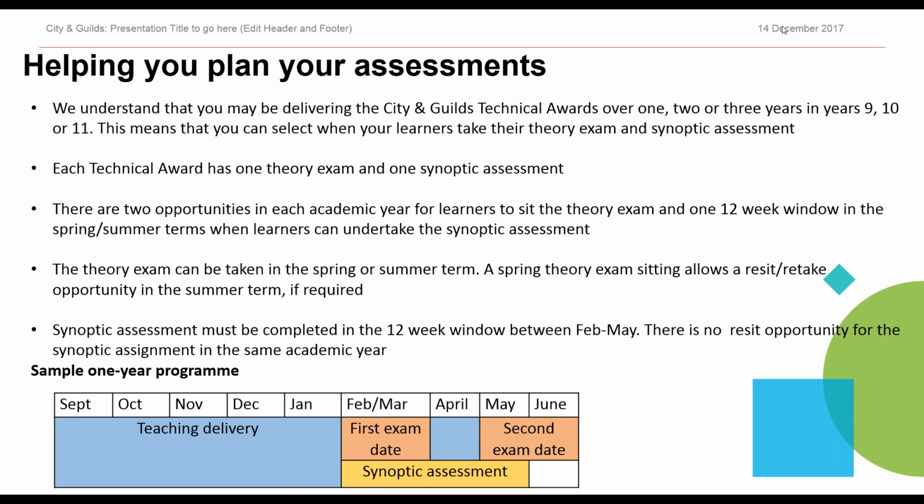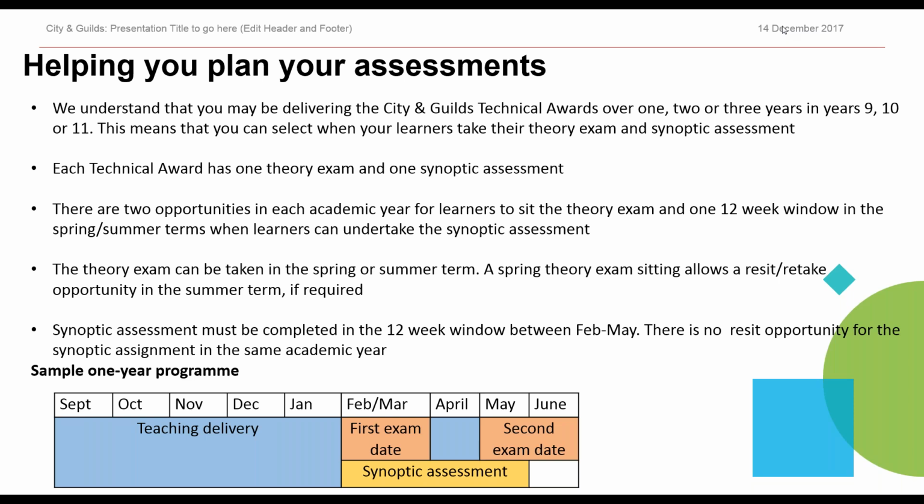The theory exam can be taken in the spring or the summer, and a spring theory exam sitting allows you to take a resit or a retake, or even an exam to upgrade the original grade that the student has achieved. That opportunity is in the summer term if required. What is important to remember is that the Synoptic Assessment has to be completed in the 12-week window between February and May. And there are no Synoptic resit opportunities for the Synoptic Assignment in the same academic year.